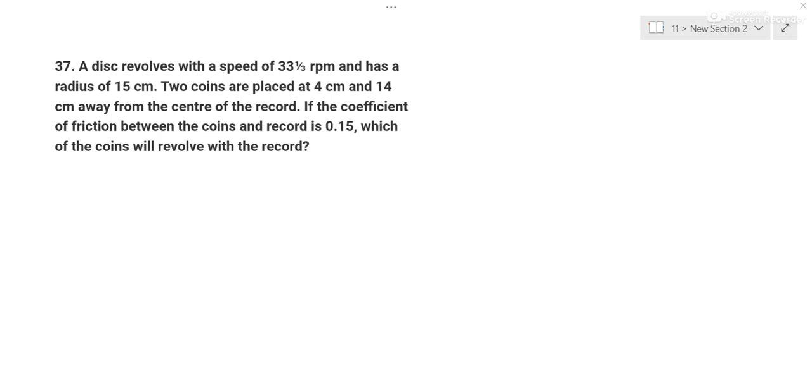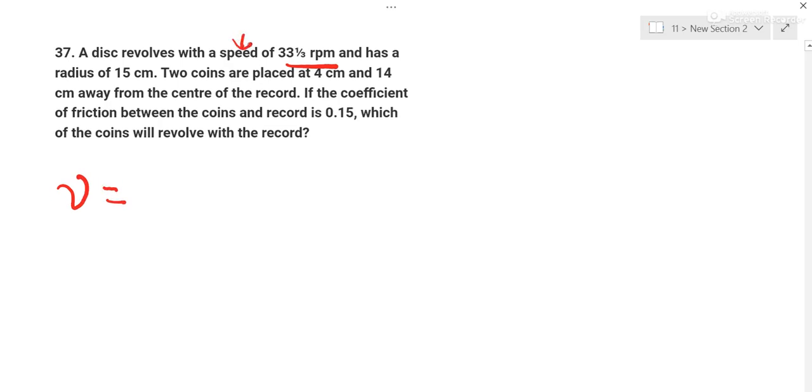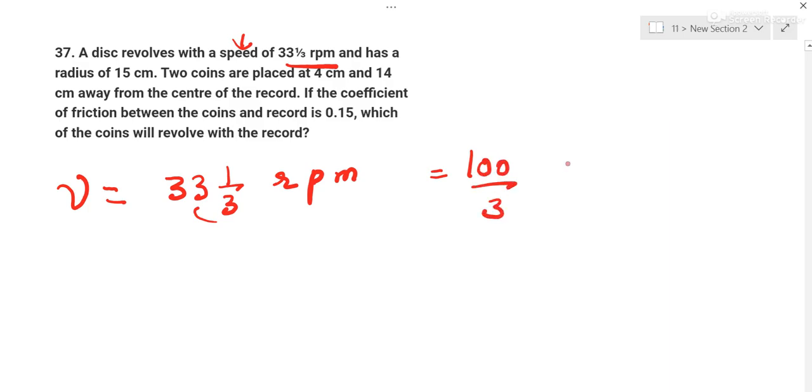So let us see the last question of the video. A disk revolves with a speed of this RPM. RPM means revolutions per minute. So what is this? It is a frequency. Don't write it as speed. They will write it as speed, but you write it as frequency. 33 1 by 3 revolutions per minute. So it is 100 by 3 revolutions per minute.